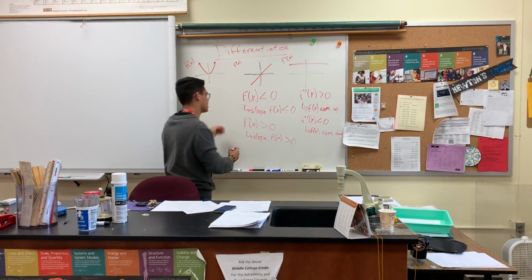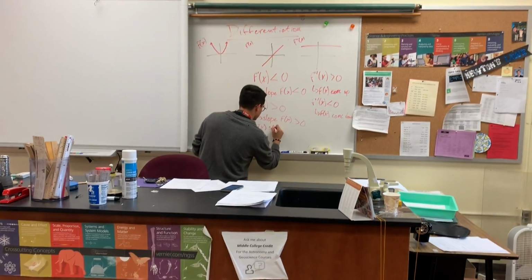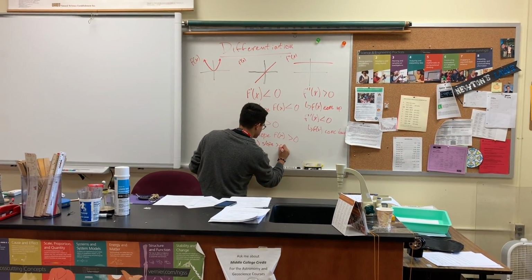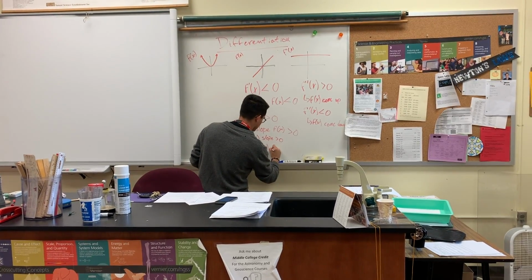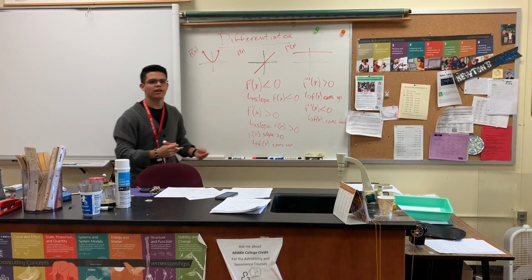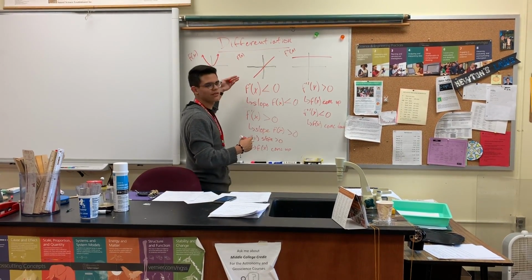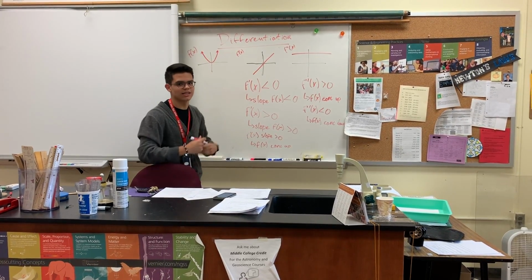The other thing that we can get from f prime x is from the slope. So if the slope of f prime x is greater than 0, like it is in this case, then that means that the original f of x is concave up. Okay, and then the opposite is true for if the slope is negative. If the slope of f prime x is negative, then the original is concave down.